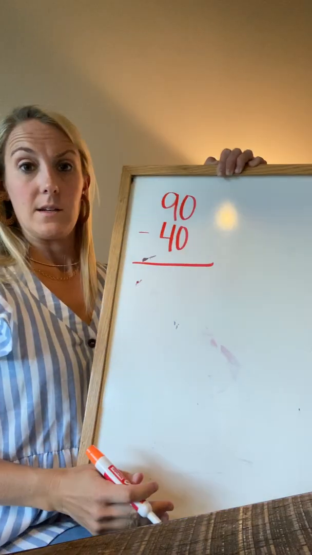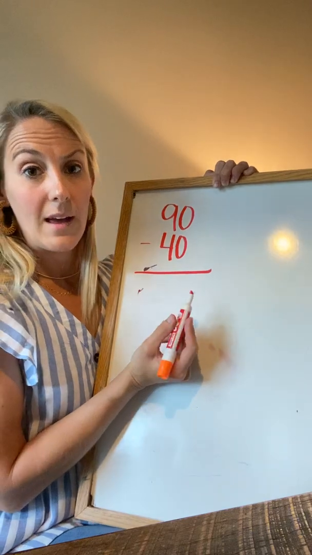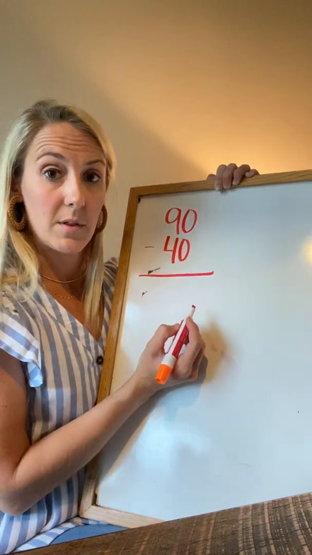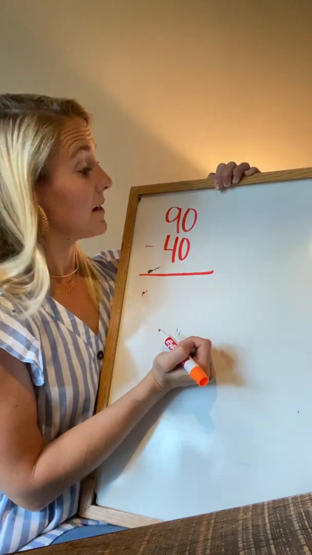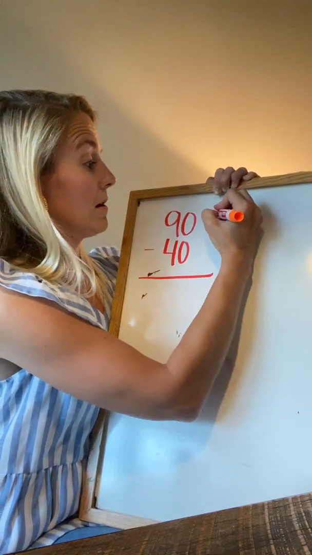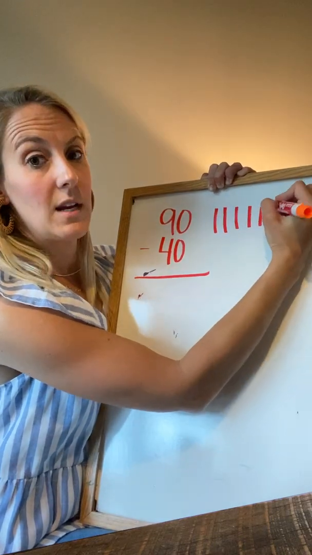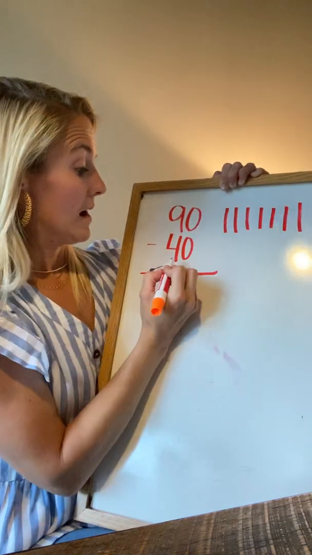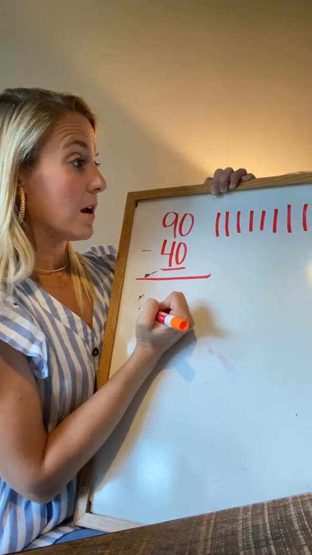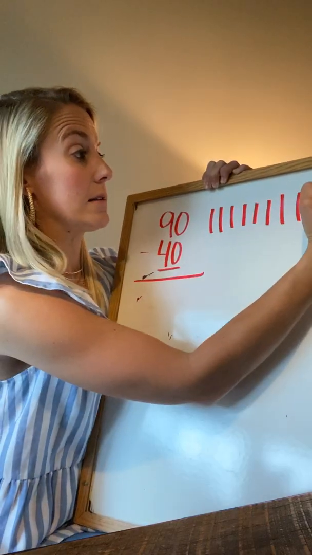All right, so I have 90 is my whole. That is my biggest number, and that is the number that I'm taking apart. So there are nine 10s in 90, so I'm going to show 90. 10, 20, 30, 40, 50, 60, 70, 80, 90, and I'm taking away 40, which is the same as four 10s. So I'm going to cross out four 10s.